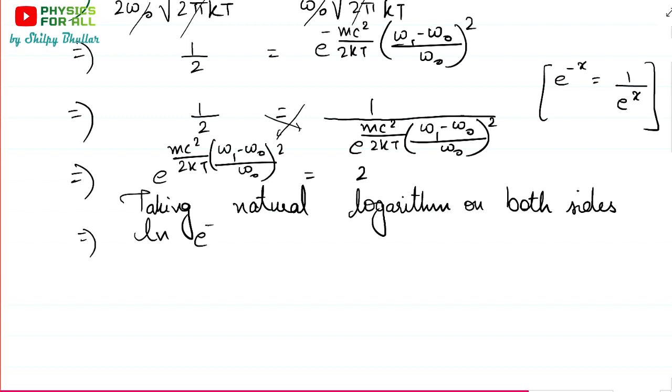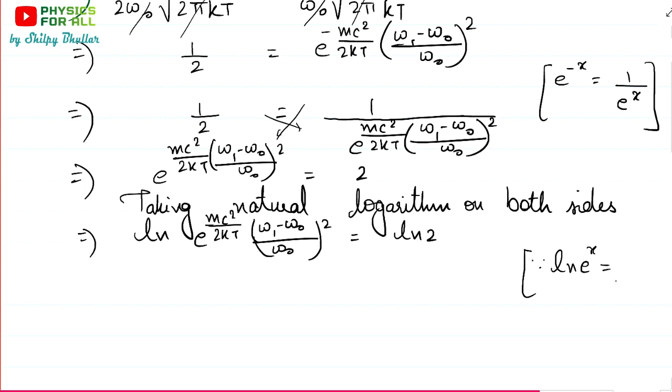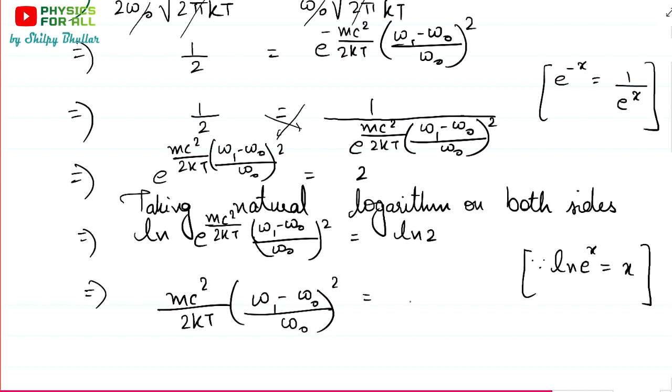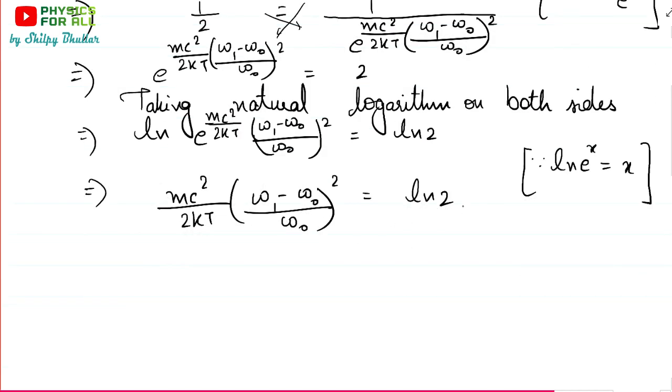So here ln e raised to power mc square upon 2kt, omega 1 minus omega naught upon omega naught, whole square, is equal to ln 2, the natural log of 2. We are not going to solve this ln 2, we are not going to substitute any value, we will use it as it is. Now again we have a formula that ln e raised to power x is basically x. This is the formula. Whenever we have an exponent in our term, we always get rid of it by taking the natural logarithm. Natural logarithm removes the exponent. So now if ln e raised to power x is x, that means now we have just the power term left. mc square upon 2kt, omega 1 minus omega naught upon omega naught, whole square, is equal to ln 2. No need to substitute the value of ln 2.